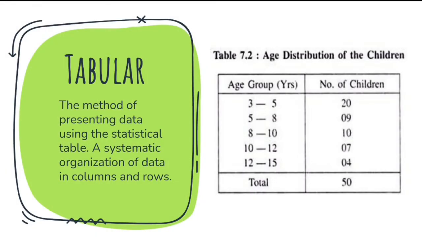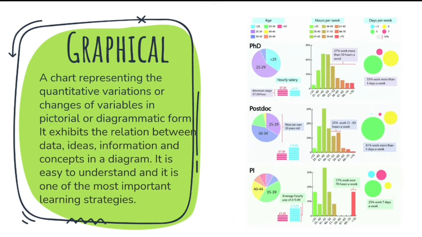Next is the tabular, the method of presenting data using a statistical table, a systematic organization of data in columns and rows. Third is the graphical, a chart representing the quantitative variations or changes of variables in pictorial or diagrammatic form. It exhibits the relation between data, ideas, information, and concepts in a diagram. It is easy to understand and it is one of the most important learning strategies.